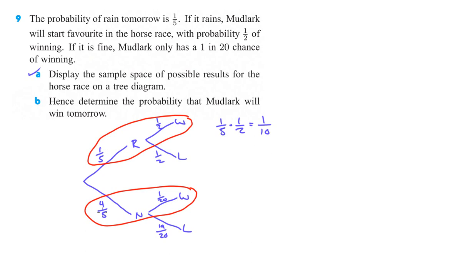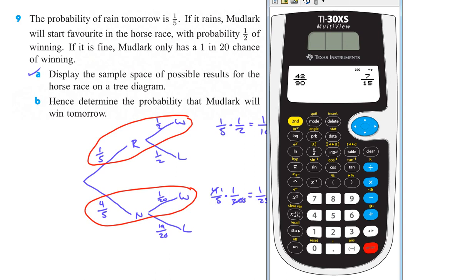Okay, and then we also have this one. We've got 4/5 times 1 over 20. Let's see, the 4 and the 20 reduce down to 1 and 5, so that's a 1 out of 25. Okay, now either one of these situations can happen, so really what we got to do is take 1/10 plus 1 over 25, add those together, and away we go, right?